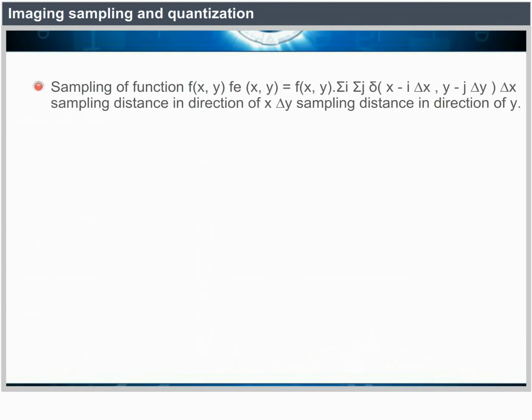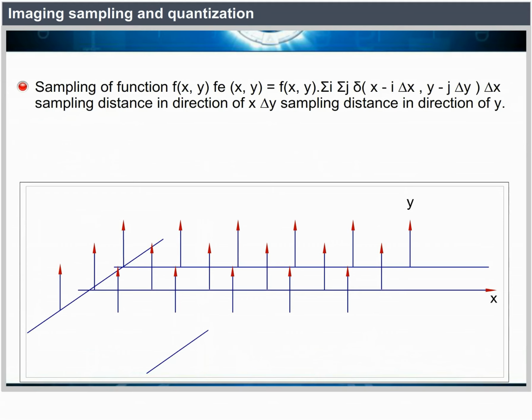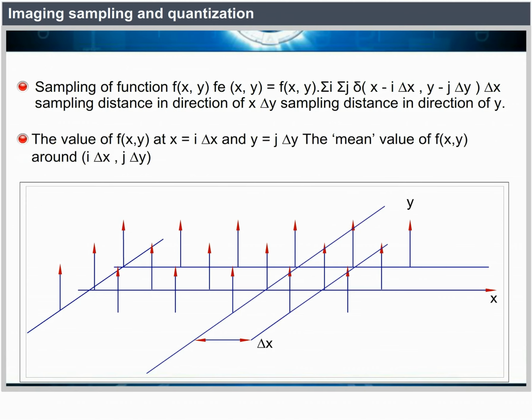Sampling of function f(x, y): f_s(x, y) equals f(x, y) times the sum over i, sum over j, of delta(x minus i delta x, y minus j delta y). Delta x is the sampling distance in the direction of x, delta y the sampling distance in the direction of y. This is the value of the function f(x, y) at x equals i delta x and y equals j delta y. Or the mean value of the function f(x, y) around (i delta x, j delta y).